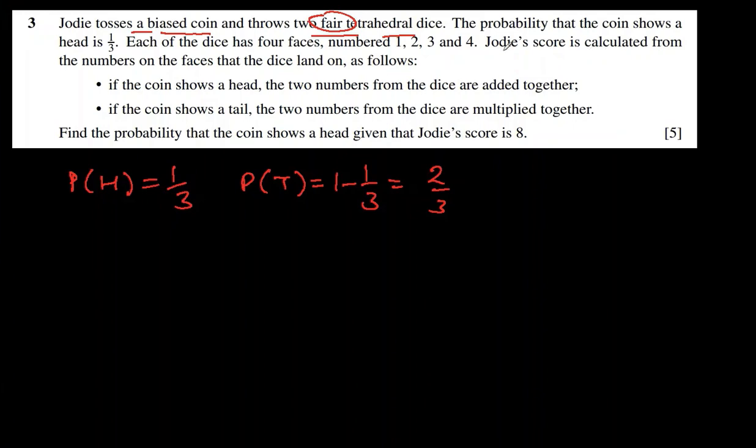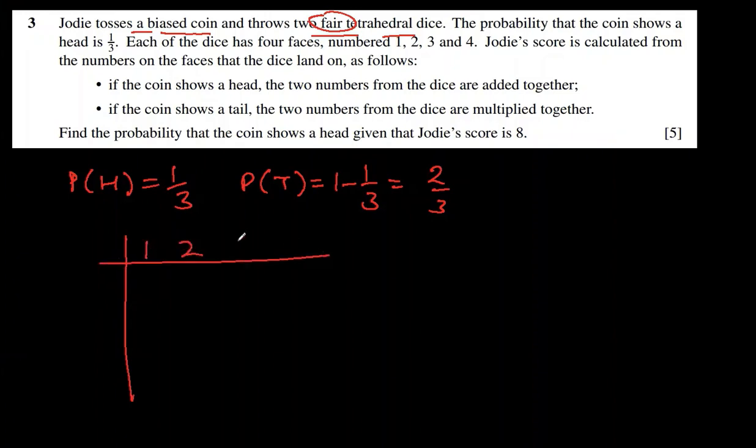Judy's score is calculated from the numbers on the faces the dice land on as follows. If the coin shows a head, the two numbers from the dice are added. If the coin shows a tail, the two numbers from the dice are multiplied. So that means we will have to make two tables.